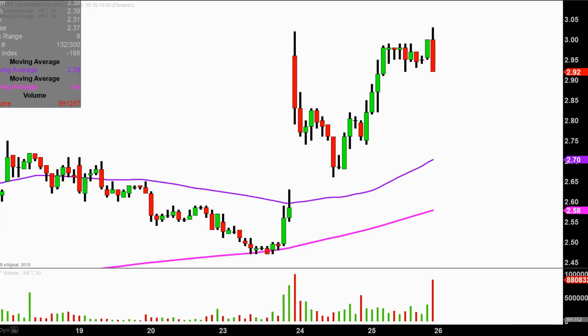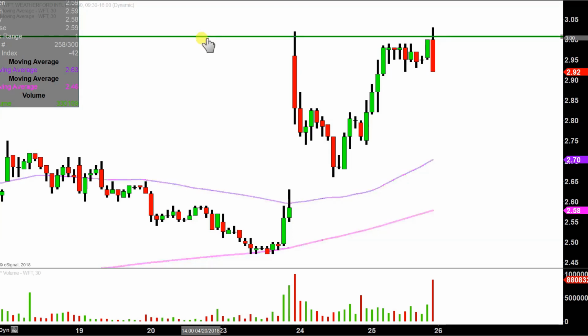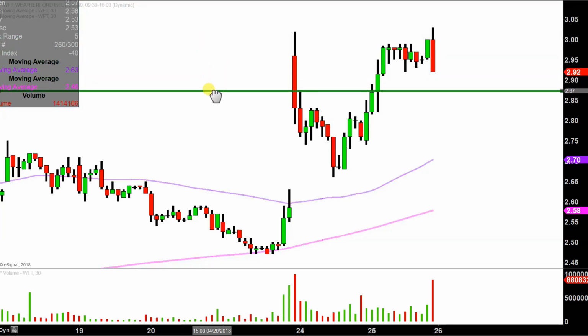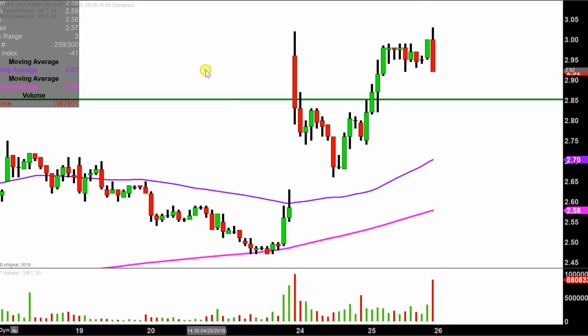So let's map out some levels of support. Then we'll talk areas of resistance. So the first level of support is what I would call the ideal level. When you say, hey Clay, what would make this chart look the absolute strongest going forward? That would be if the price can stay up here above $2.85.